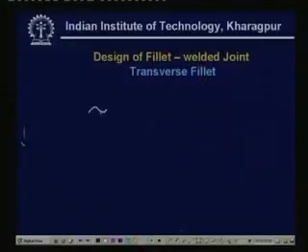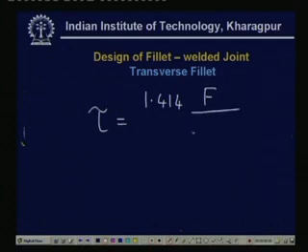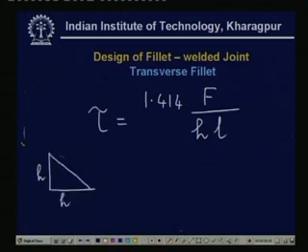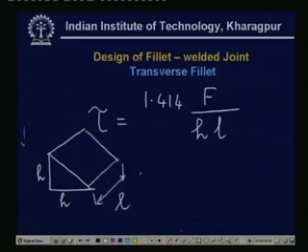So, we have this unified formula, that is tau equal to 1.414 times F divided by h times L, where h is the leg length and L is the total length of this weld. Now, this formula will be used, and this will be less than tau allowable.